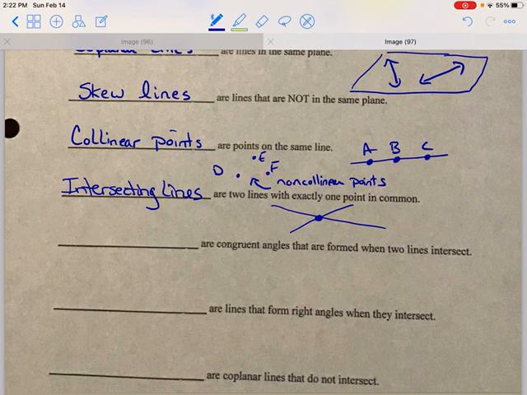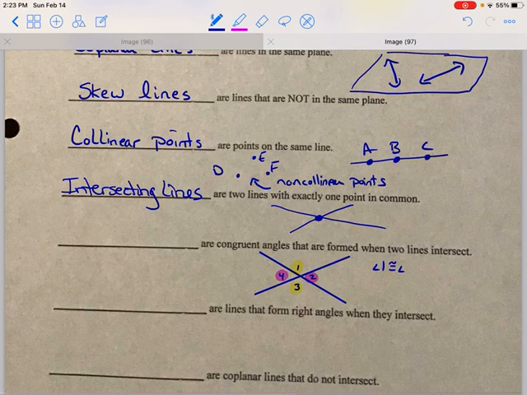Okay, next we have congruent angles that are formed when two lines intersect. Let's see if I can get a better, that makes my line straight. That's way better. All right, so let's do our intersecting lines here. We end up with four angles. I'm going to call them 1, 2, 3, and 4. And what you might notice is that angle 1 and angle 3 look like they're about the same size. And then 4 and 2 look like they're about the same size.